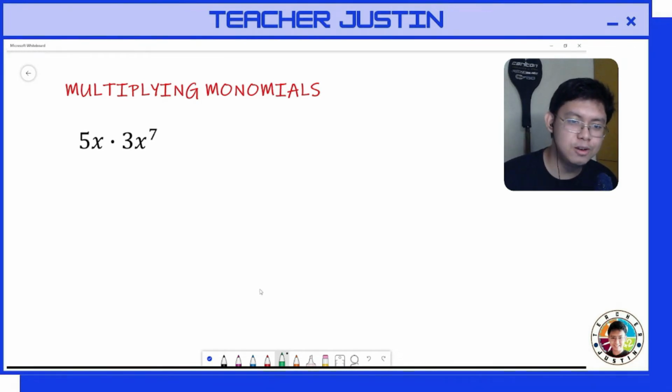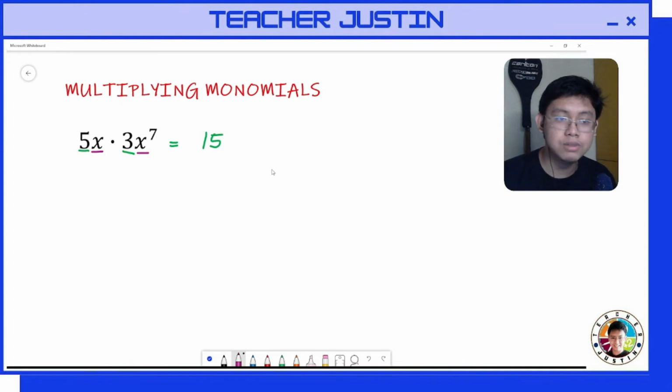For example, we are multiplying 5x and 3x raised to 7. So first, multiply the coefficient by the coefficient. So 5 times 3, that will be 15. Then we multiply our variable x by x raised to 7.